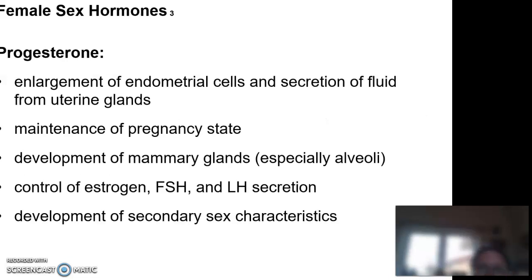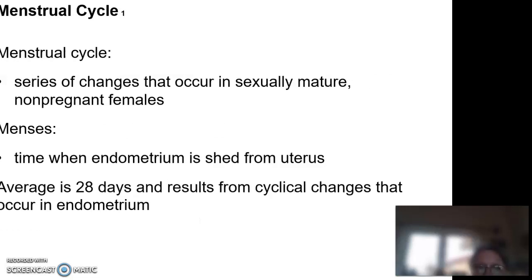Progesterone is enlargement of endometrial cells and secretion of fluid from the uterine glands. It maintains your pregnancy state, and development of mammary glands, especially the alveoli. Now, these are the alveoli in the mammary glands, but they're not in the lung. They're in the mammary gland. They control estrogen, FSH, and LH, and also develop secondary sex characteristics.